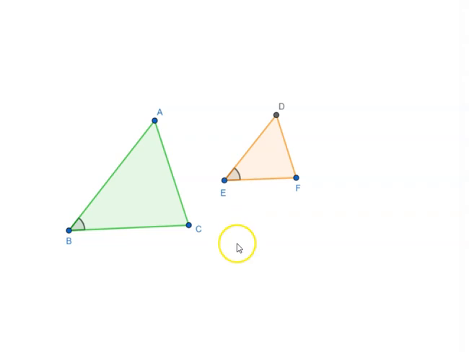Let us look at proposition number 19 of book 6 of Euclid's Elements. The proposition says similar triangles are to one another in the duplicate ratio of the corresponding sides. Okay, so we are given these two triangles ABC and DEF, such that AB is to BC equal to DE is to EF, and angle B is equal to angle E.